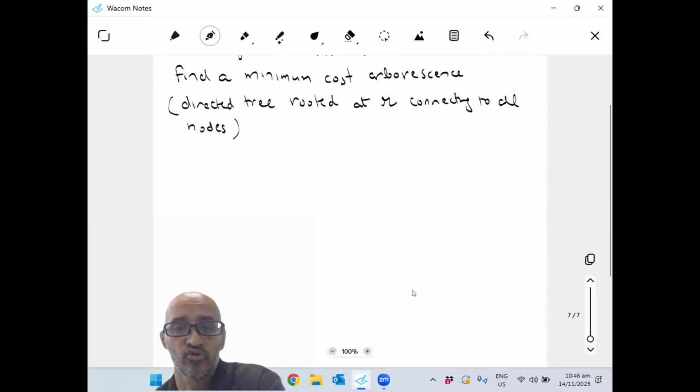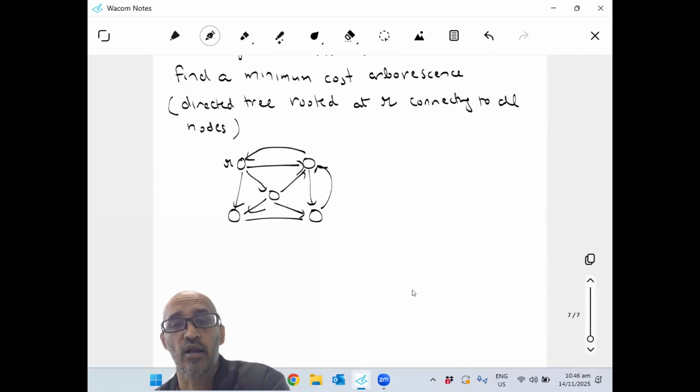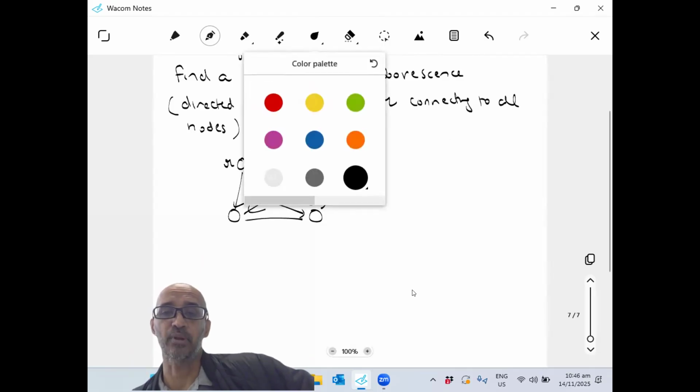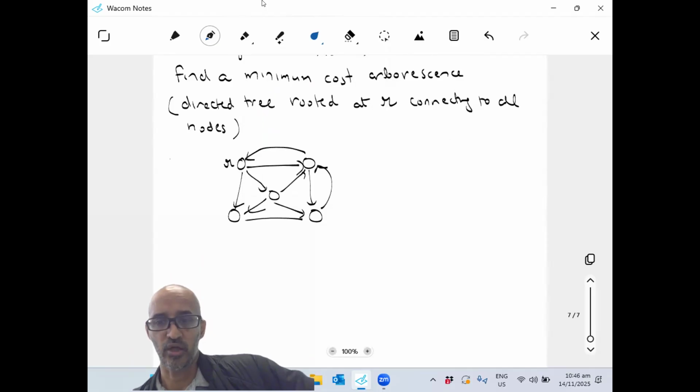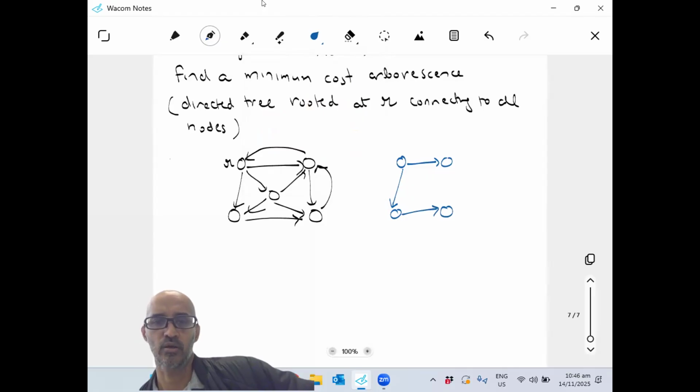So let me show you an example. So here is, let's say, a graph. Let's say this is node R. There are many edges in this graph. Maybe it's a complete directed graph, order n squared edges. So what's an arborescence? For example, this is an arborescence. R may be connecting here to this node, maybe connecting here, and maybe connecting here. So that's an arborescence. A directed tree which is rooted at R, and there's a path to get to every node. There are many such directed trees you can find in this graph.